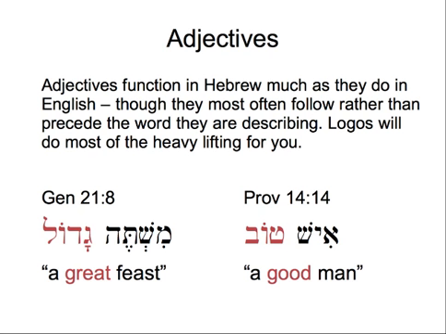And so you can see there in Genesis 21:8, a great feast. Gadol is the word meaning great, and it's following the noun. Likewise from Proverbs 14, a good man. Ish tov. Ish is man, tov is good. And so that is how the attributive adjective works.